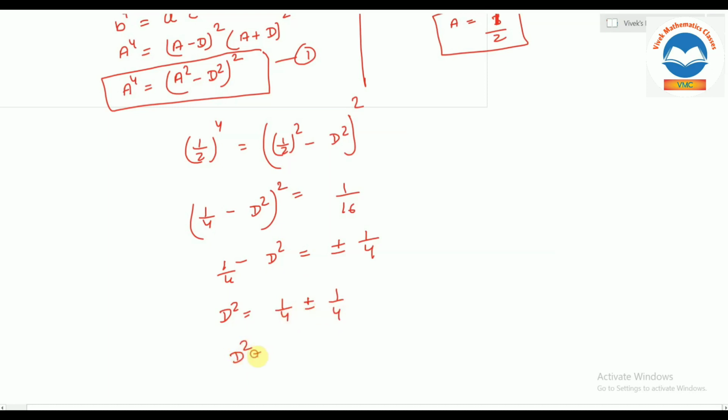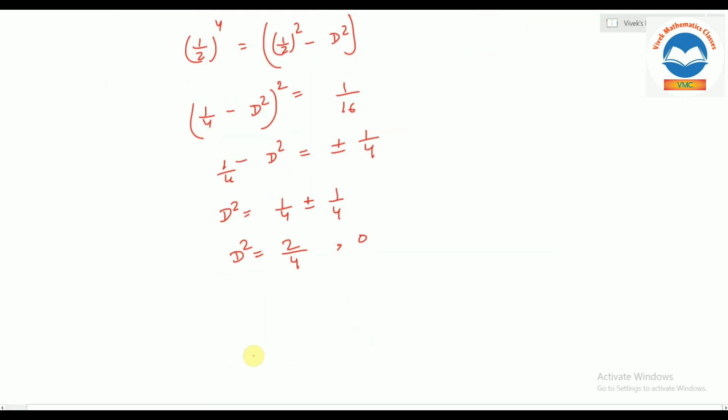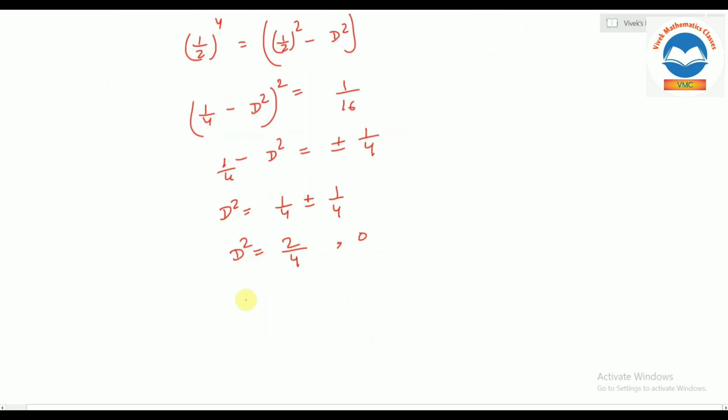Okay. So D square will be either 0 or 2 by 4. So 2 by 4 if you take, or 0. 2 by 4 means 1 by 2. 0 is not possible, because they are saying B is greater than A. That's why 0 is not possible. So we will take D square equal to 1 by 2. So D will be plus minus 1 by root 2.